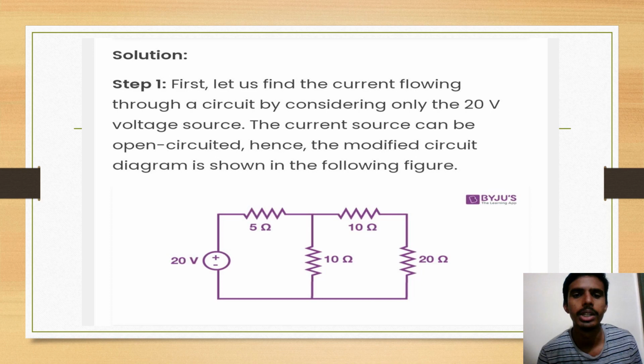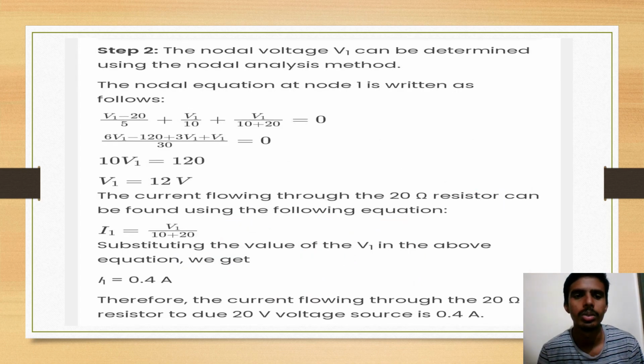So first we need to verify by using the KVL method of loop analysis, and this is the verification method. First let us find the current flowing through the circuit by considering only the 20 volt source and open circuiting the other source. As we have open circuited it, there is no flow of current in that, so it would be only the 20 volt source and two 10 ohm resistors, one 5 ohm and one 20 ohm. In this we need to find the value of current.